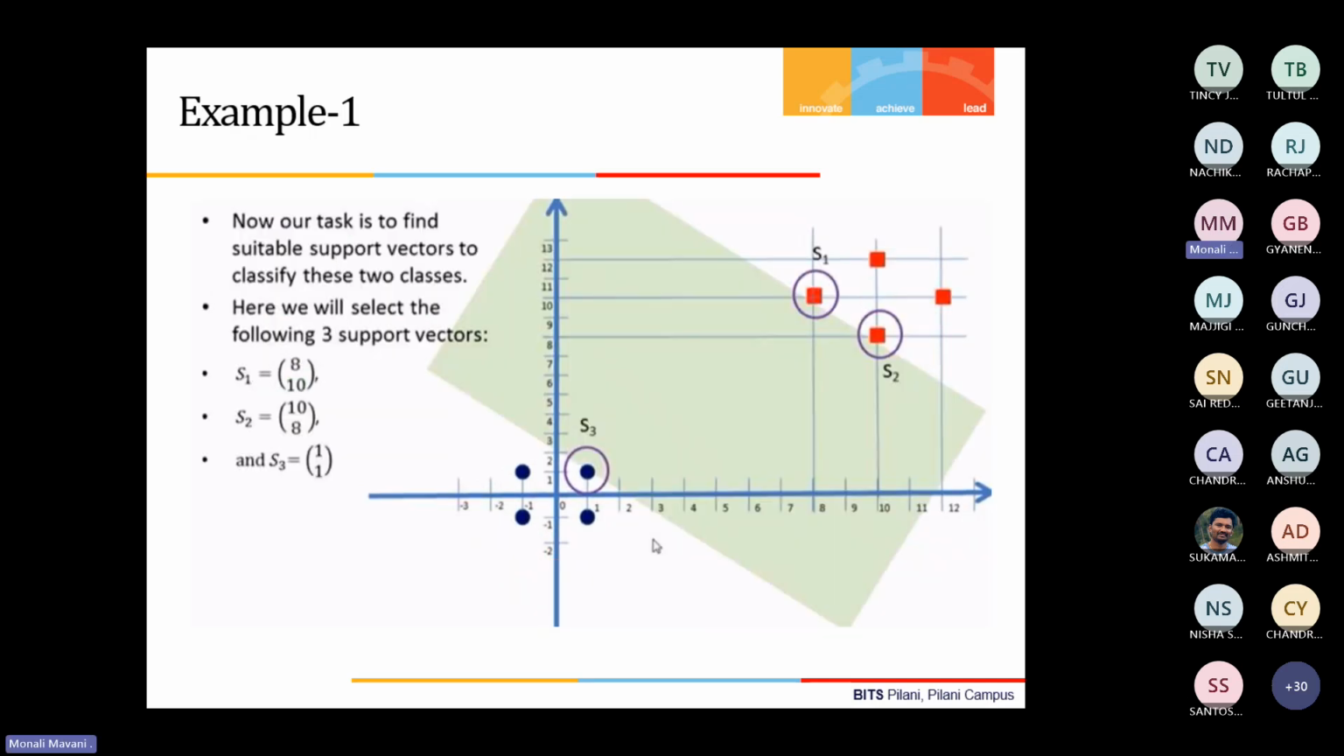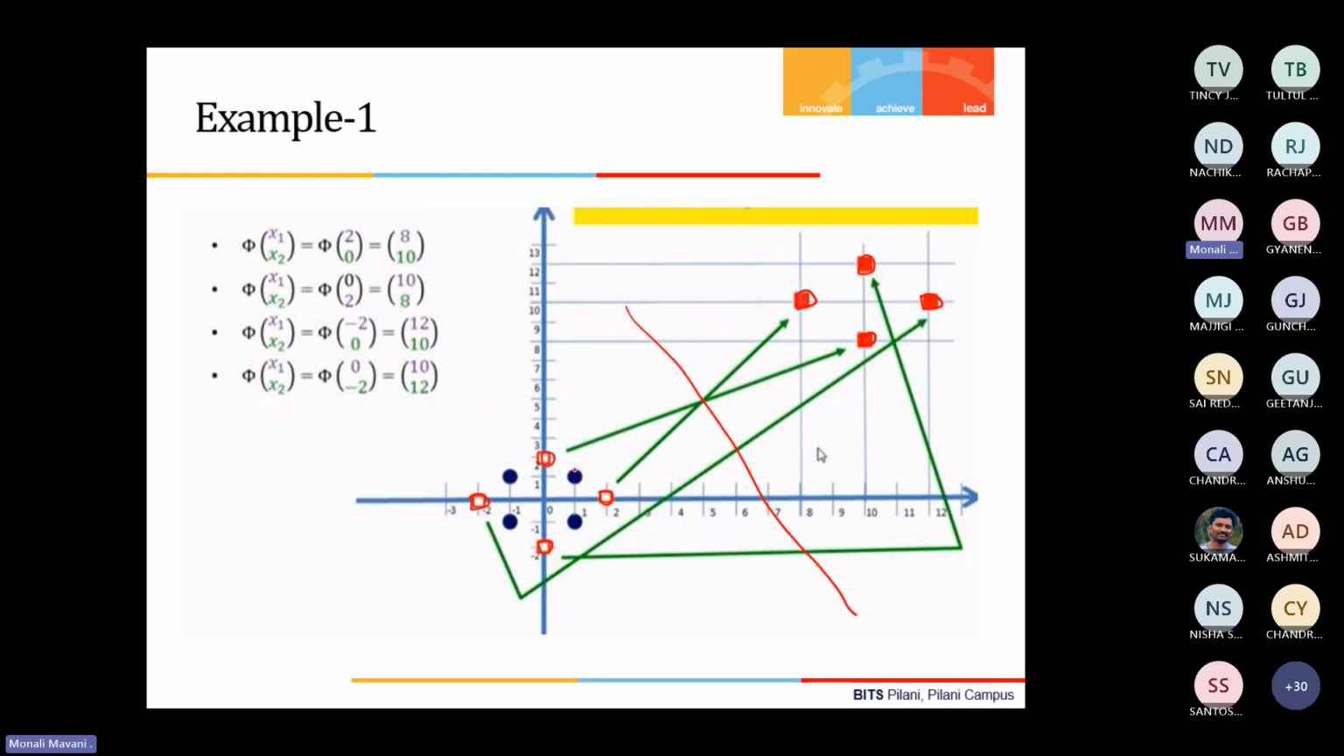Okay, so just now we have to identify the support vectors. We will not consider the original red; we consider the original blue and the transformed red. Now, how many support vectors can you identify from this? Yes.